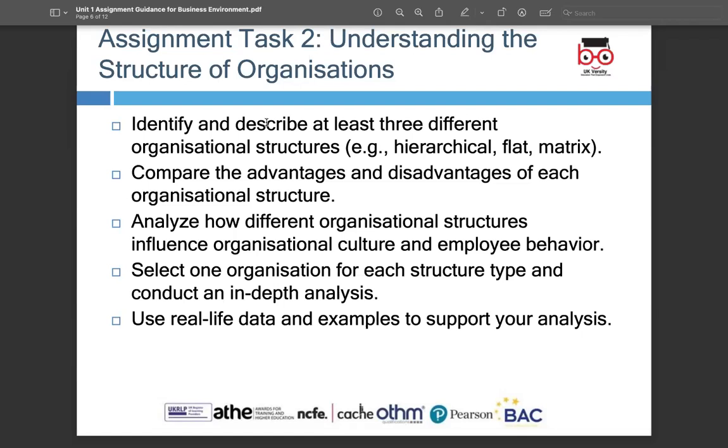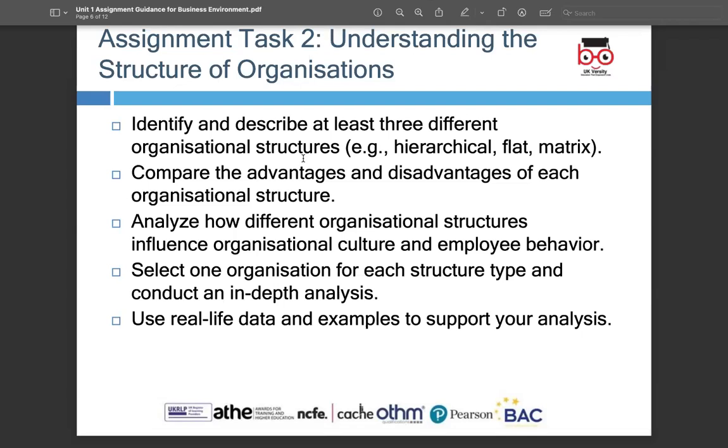Hierarchical structure advantages: clear lines of authority, well-defined roles and responsibilities, and easier management of large organizations. Disadvantages: can be bureaucratic and slow to respond to changes, limited communication across levels, and potential power struggles.